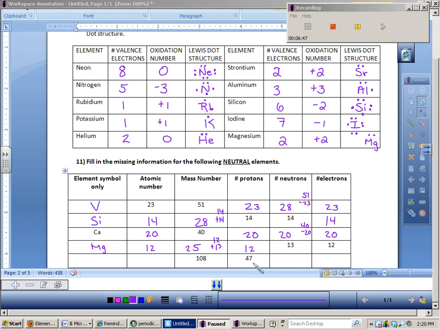The next one, I have 47 protons. That means 47 electrons. That means an atomic number of 47. That means I am silver, Ag. And neutrons, I'm going to do 108 minus 47 to get 61.